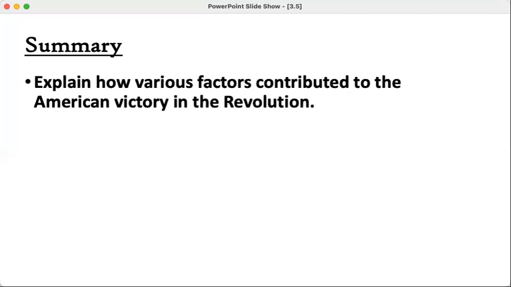And I'm sorry, I realized I didn't do our summary. I would love for you to be able to explain how various factors contributed to the American victory in the Revolution. How do we win?